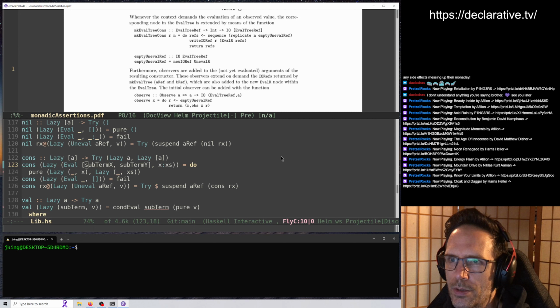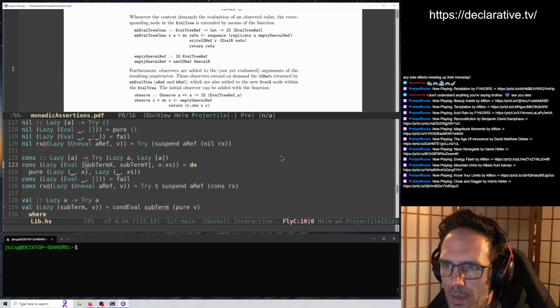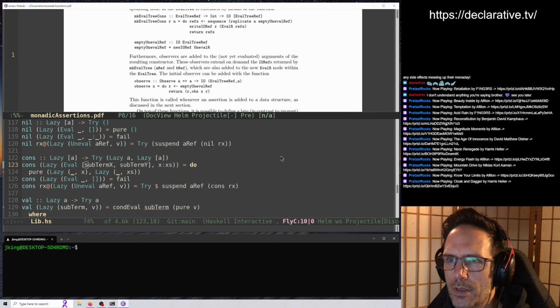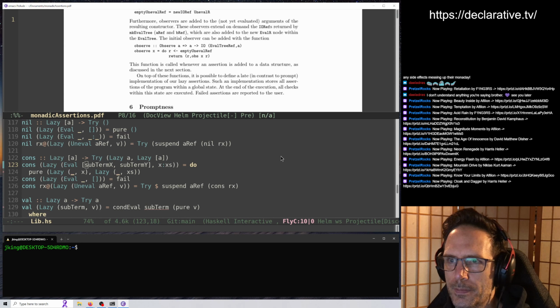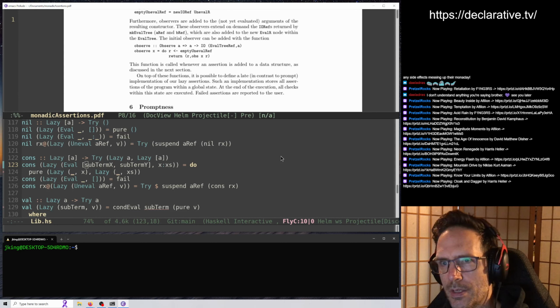Furthermore, observers are added to the not yet evaluated arguments of the resulting constructor. These observers extend on demand the IO refs returned by make eval tree, aref, and bref, which are also added to the new eval r node within the eval tree. The initial observer can be added with the function observe, which takes an A and an IO action, which returns the tuple of an eval tree ref and A. This function is called whenever an assertion is added to a data structure, as discussed in the next section.